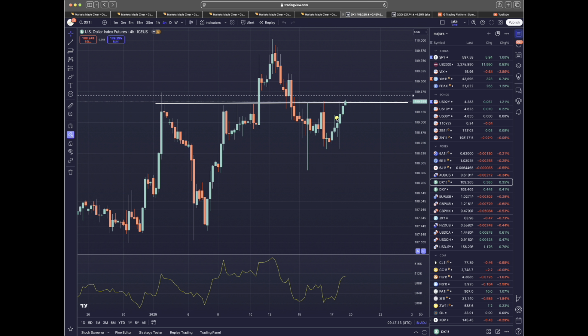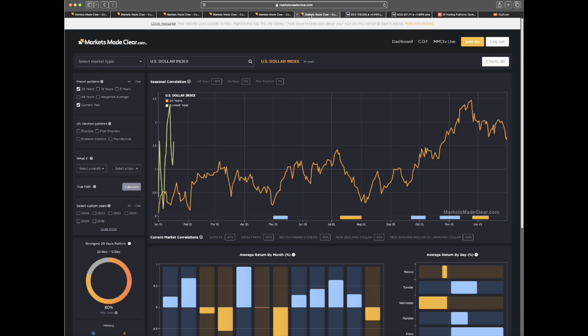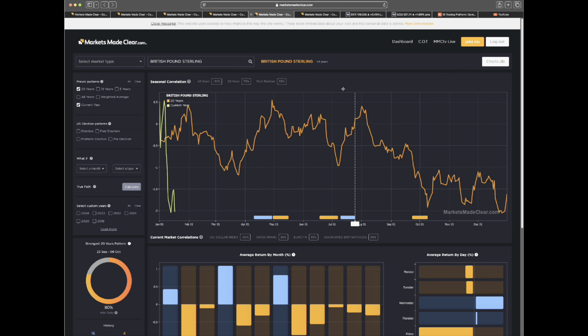Reason being is I will show you the seasonal behavior on the US dollar. So you can see right here the yellow line is the current price action for this year. The 20 years seems to be more relevant. We should see a little pullback before we see the up again on the US dollar, okay? But our main focus obviously is the British pound.